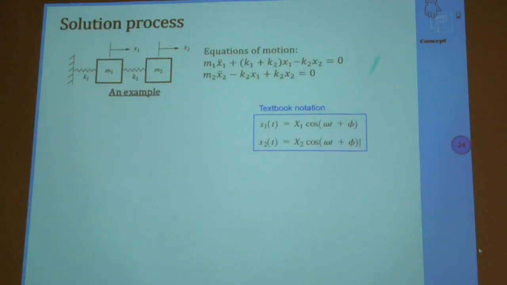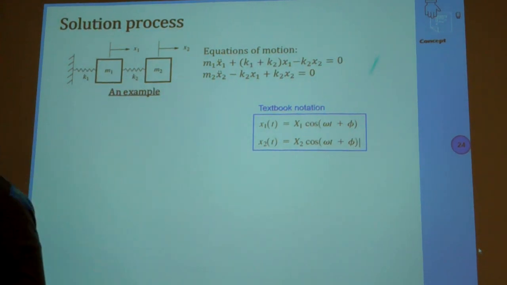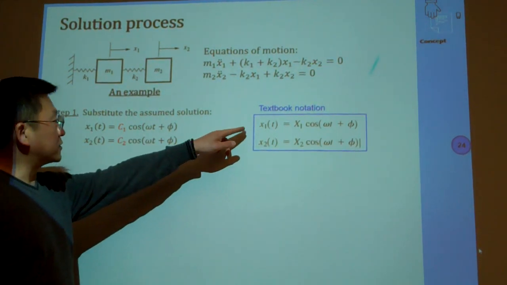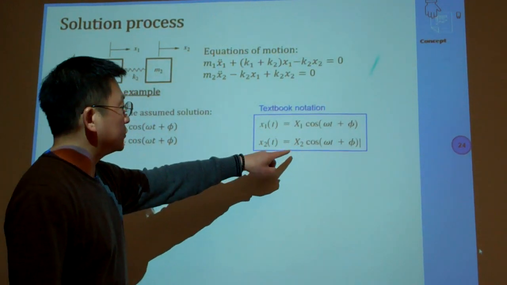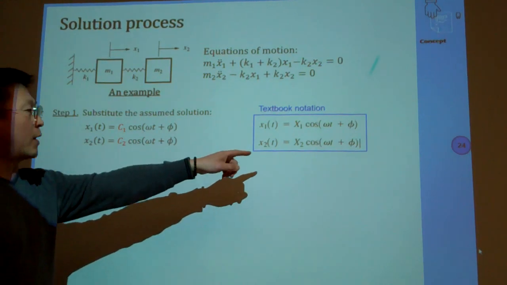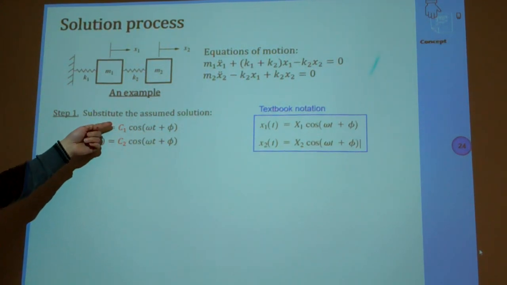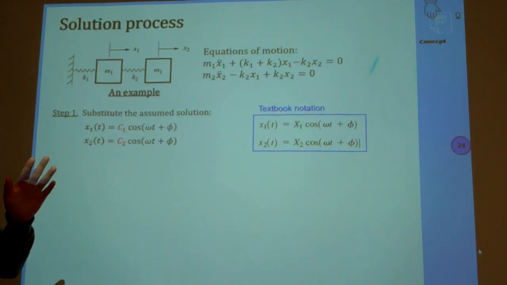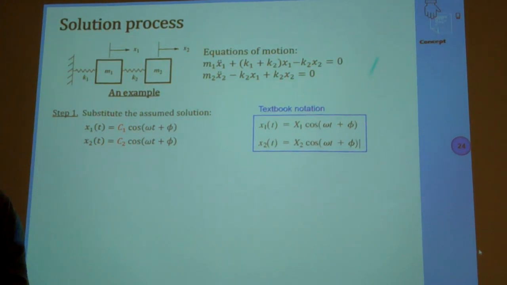With this in mind, we can begin to do the derivations. How to do it? Basically, we plug into the assumed solution. Let me rewrite here. Here is our textbook notation, x1 and x2, and I feel that is a little bit bothersome, so compared to the textbook, I changed into C1, C2. That is more intuitive as an unknown coefficient of the vibrations, or I would say amplitude. Keep this in mind.